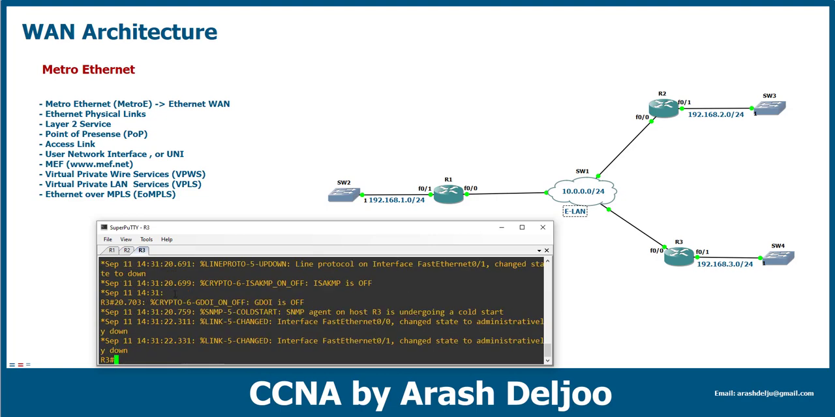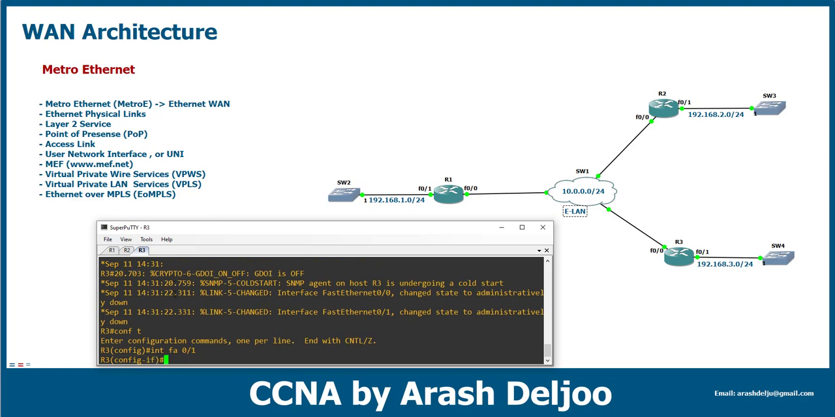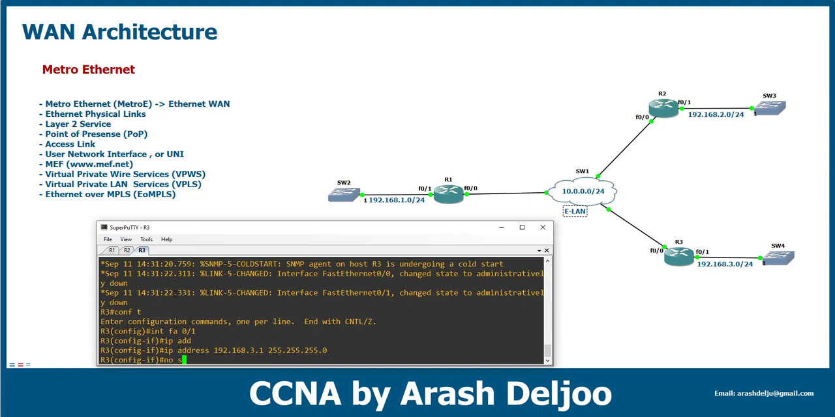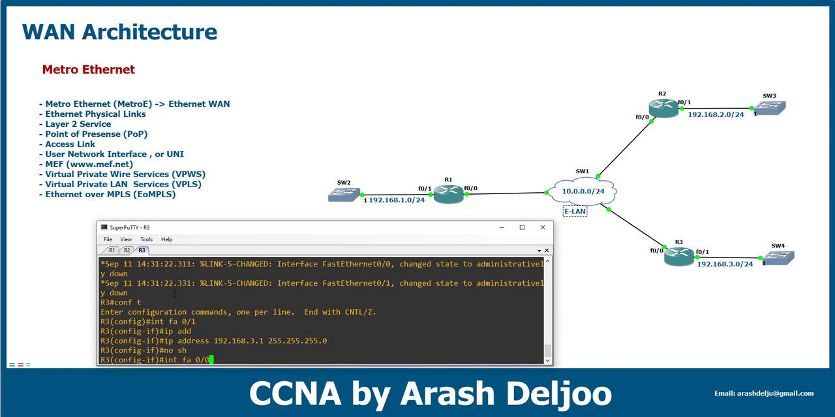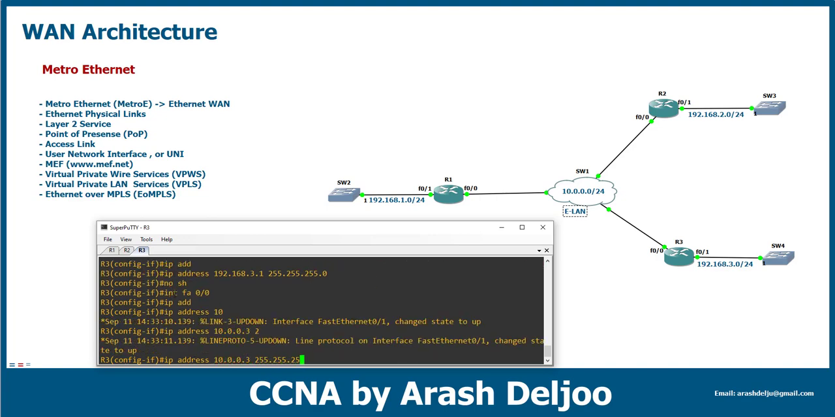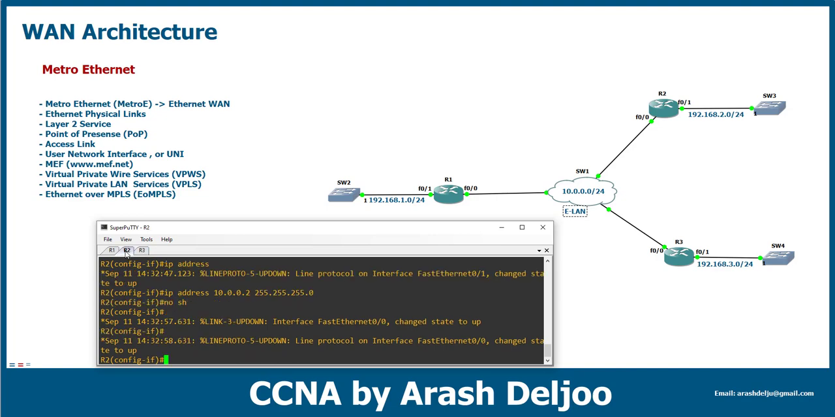Finally, router 3. Okay, conf t, interface FastEthernet 0/1. The IP address is 192.168.3.1, 255.255.255.0. No shutdown. Interface FastEthernet 0/0, the IP address is 10.0.0.3, 255.255.255.0, and then no shutdown. As you saw, I configured all of the interfaces in this E-LAN with the same range, without configuring, for example, a sub interface.